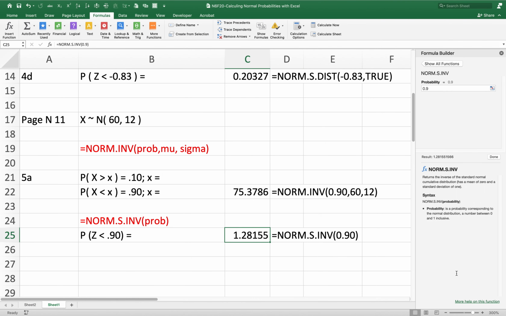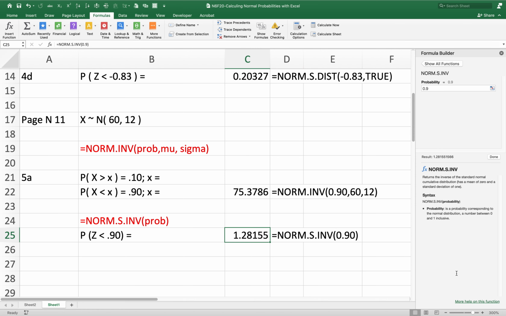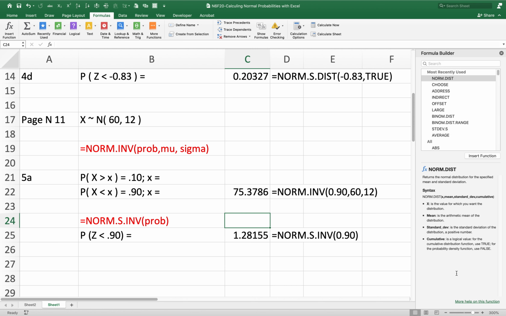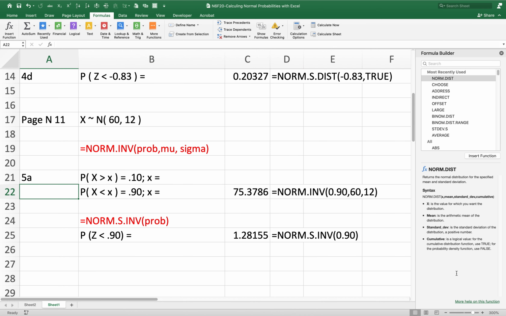And again, we can just use a NORM.S.INV function. In this particular example, you don't need to use a NORM.S.INV function. You can just go straight right here because you're given the probability, 10% up means 90% down. You're given the mu of 60, you're given the standard deviation of 12. So you would just simply use the NORM.INV function. All right, so there are the 4 norm functions.